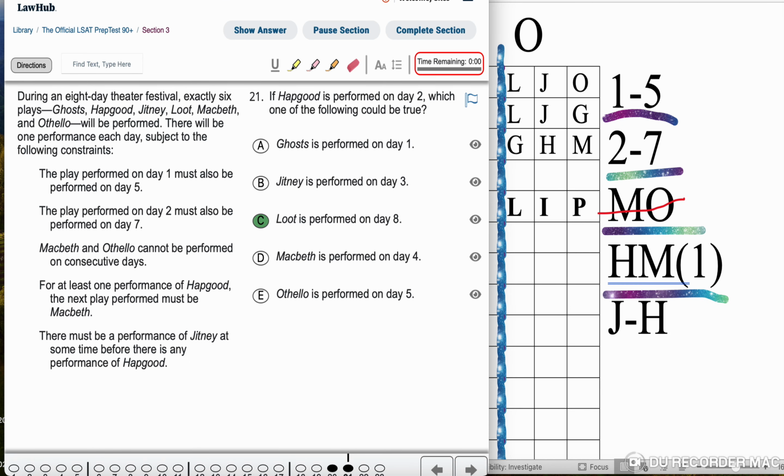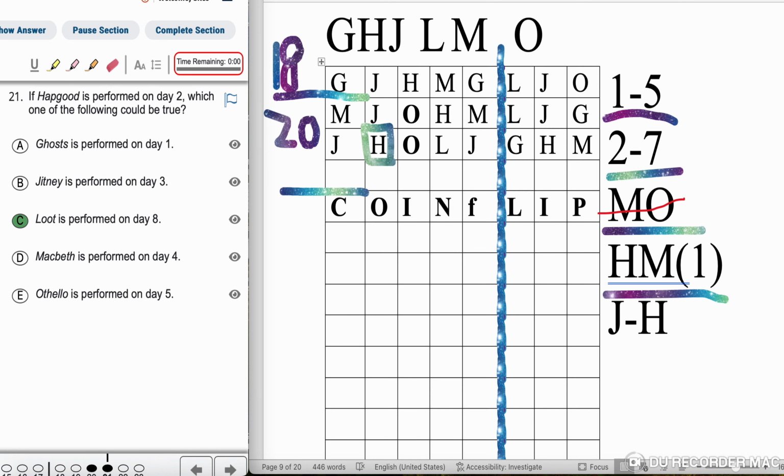For question 21, if H is performed on day 2, which of the following could be true? For this method, I fill out one world with H in 2. I'm going to use the method called coin flip to fill this out as much as possible, and show you what we can get from this. So we see J, H, O, L, J, G, H, M, and they want to know right now which of the following could be true.